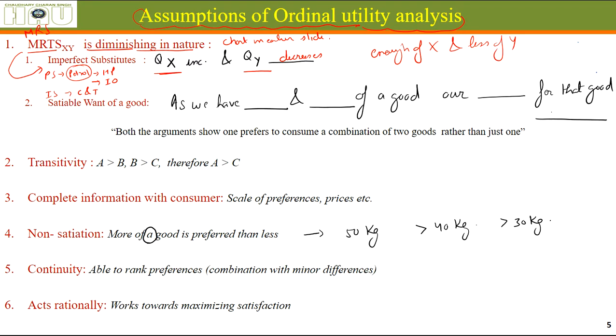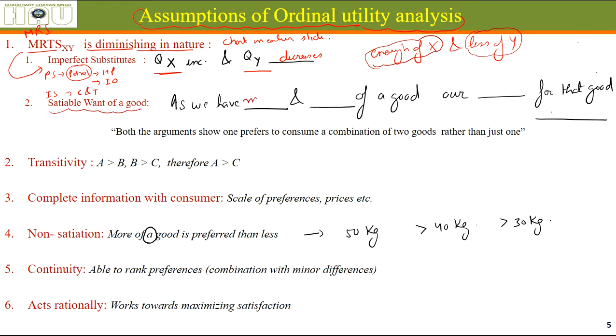So what it means is, whenever the quantity of one thing increases, our desire for that thing reduces because we have enough of it, and when the quantity of y reduces, we feel like having at least a little bit of y, so we are ready to let go lesser and lesser of y for more and more quantity of x. Satiable want of a good.